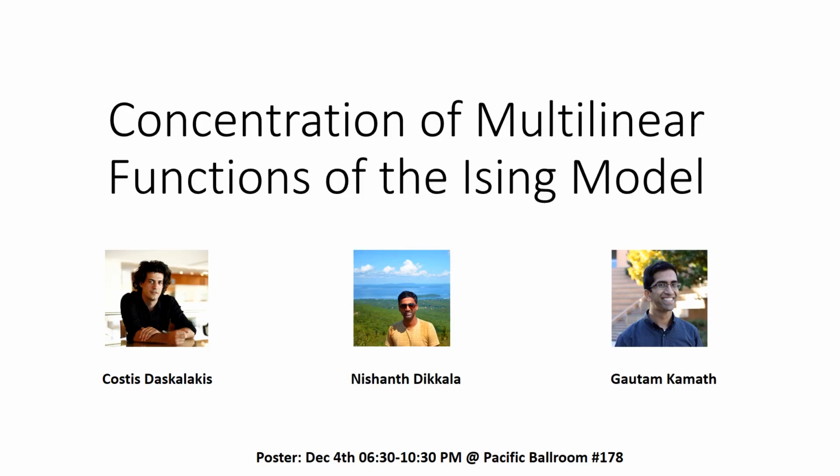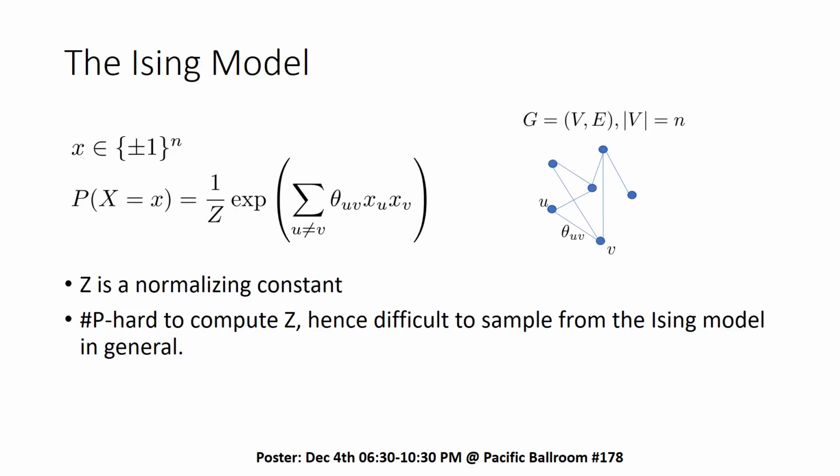Hi, this is a short video of our NIPS 2017 paper on concentration of multilinear functions of the Ising model. So what is an Ising model? It is a probability distribution over n bit strings where each bit or node is plus or minus 1.